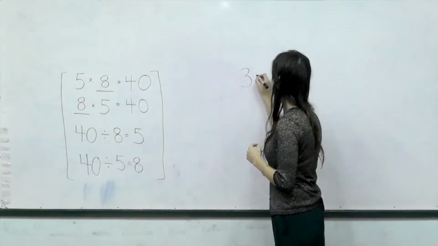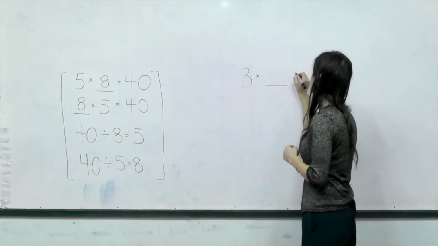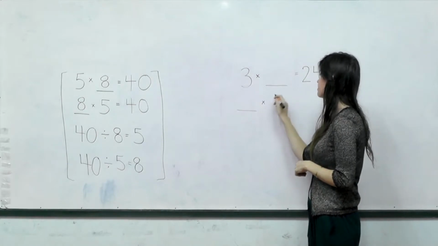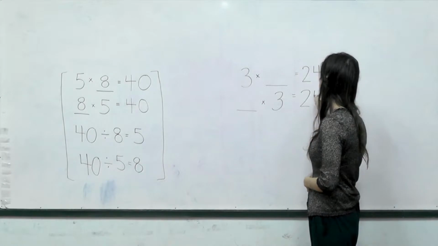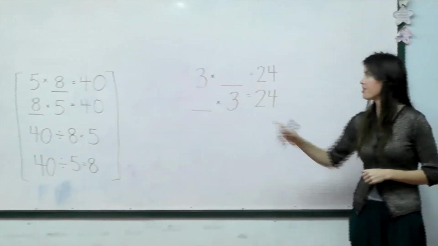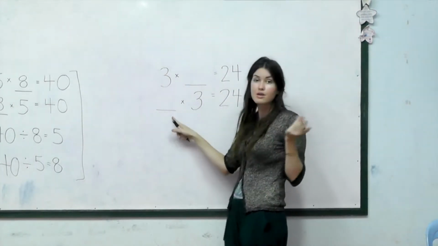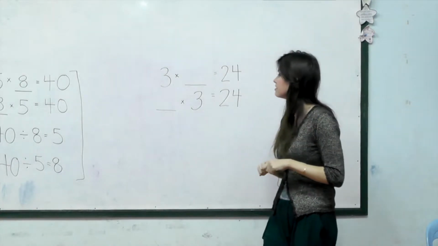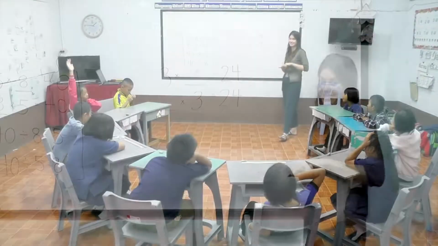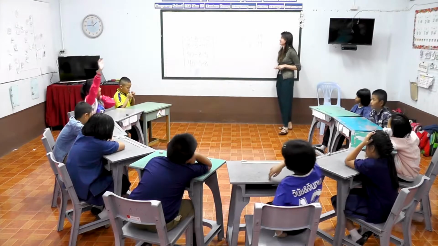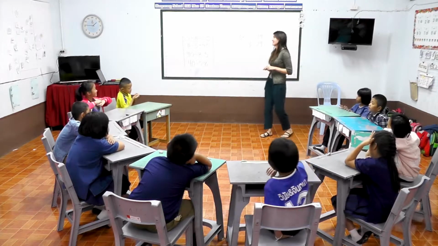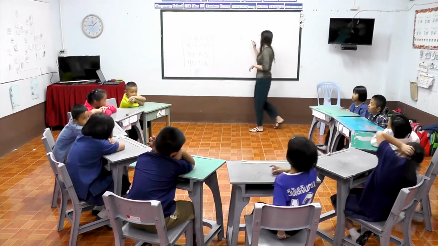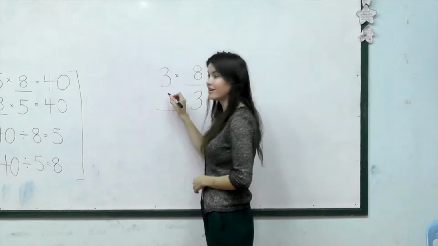So let's do one more. 3 times what is going to give us 24? Or what number times 3 will give us 24? So 3 times what number is 24? Or what number times 3 is 24? Think about what number that could be. Got an idea? What do you think? 7. Not 7, it's okay. What do you think? 8. Yeah, that's cool. Thank you for answering. Good try.